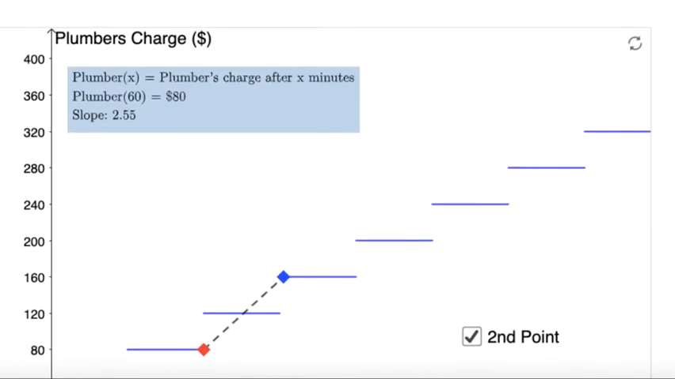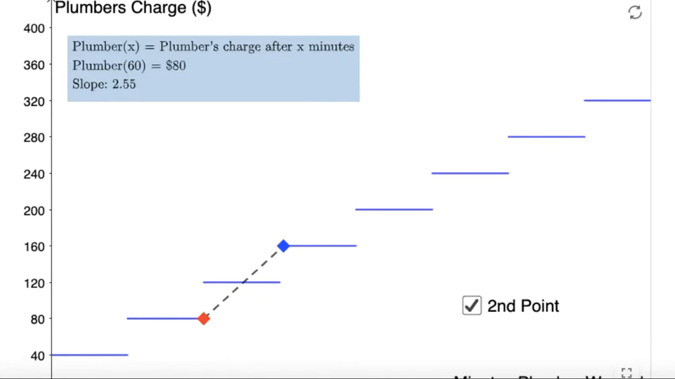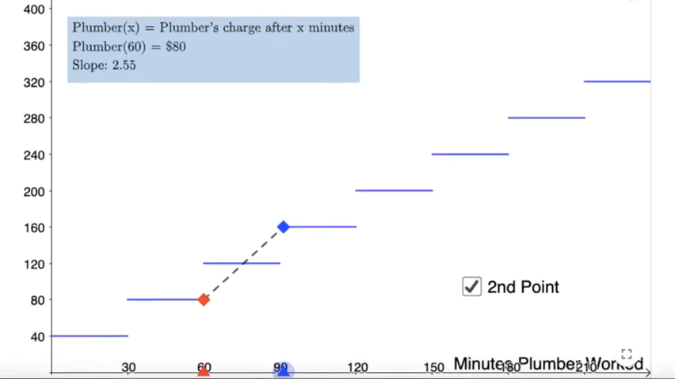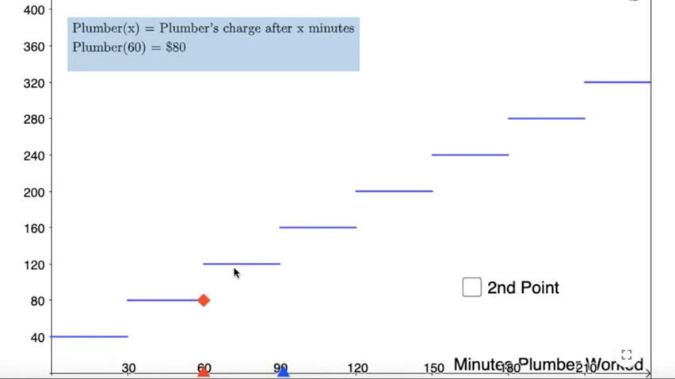Okay, now let's look at this strange graph here, which is the plumber's charge. So the way this plumber works is that the charge is $40 for the first half hour. That means all the way up to 30 minutes, the charge is $40. But as soon as you get a second over 30 minutes, the charge jumps up $40 more to $80, and then it jumps another 40 at 60 minutes, etc. And so because it's the same from 0 to 30 minutes, this is flat. The charge isn't changing. Then it jumps, then it's flat again.